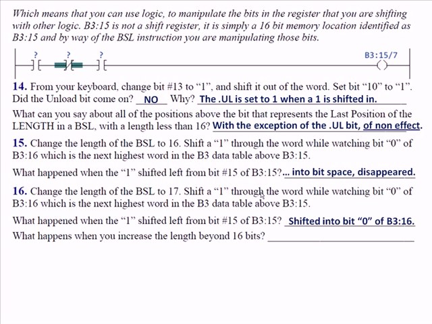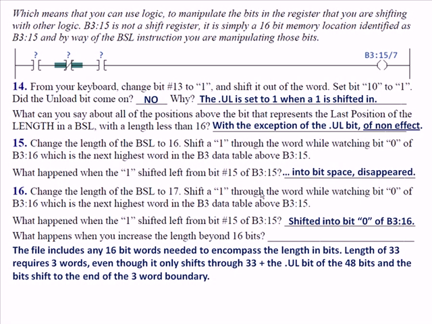What happens when you increase the length beyond 16 bits? The file includes any 16-bit words needed to encompass the length in bits. Length of 33 requires 3 words, even though it only shifts through 33 plus the unload bit of the 48 bits, and the bits shift to the end of the 3-word boundary.